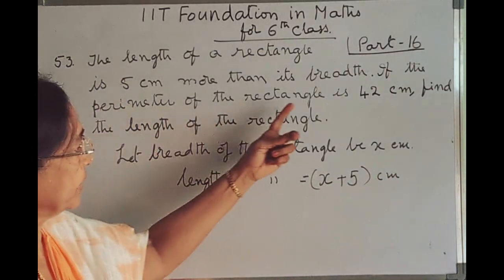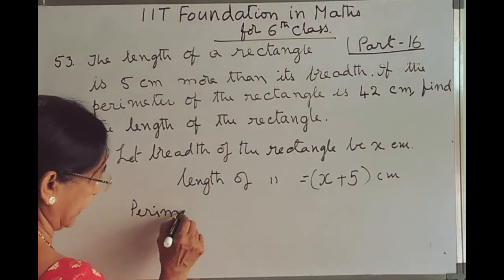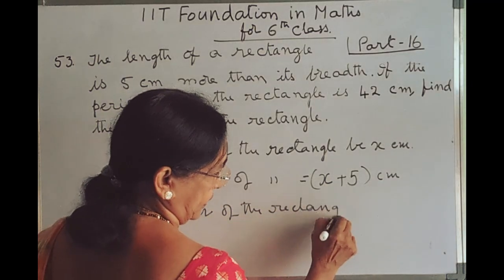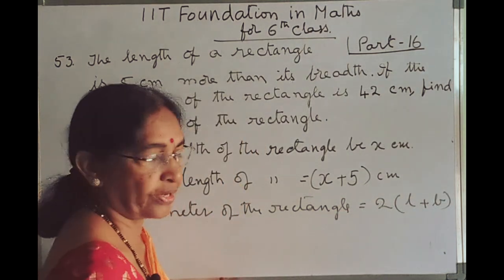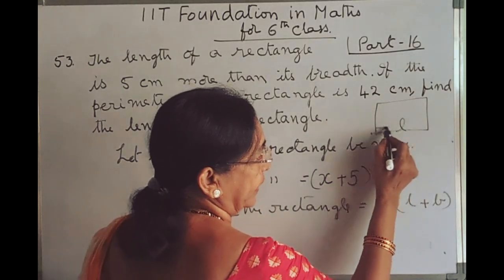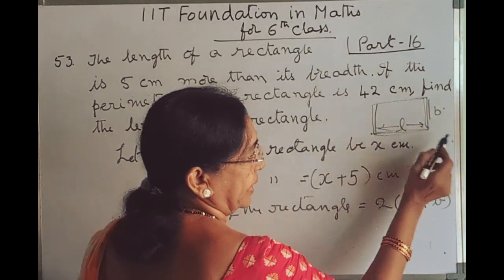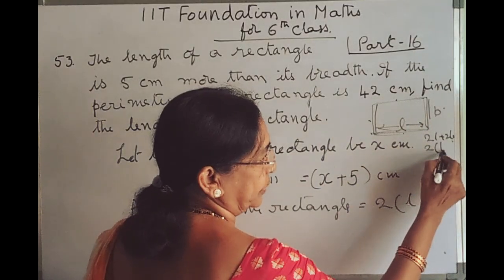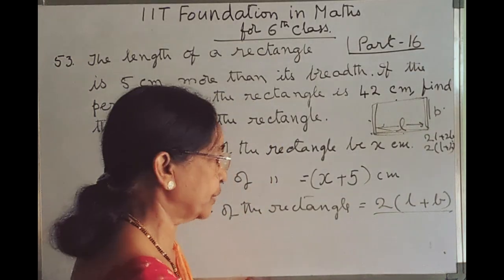If the perimeter of the rectangle is 42 centimeters, that is, perimeter of the rectangle is equal to 2 into (length plus breadth). This is the formula for perimeter of a rectangle. Rectangle is of this shape and this is called the length and this is called the breadth. Therefore, perimeter is L plus B plus L plus B. So, 2L plus 2B, that is 2 into (L plus B). So, formula for perimeter of the rectangle is 2 into (L plus B).